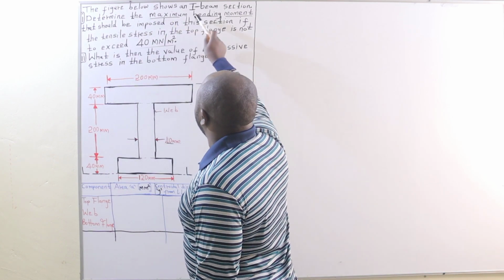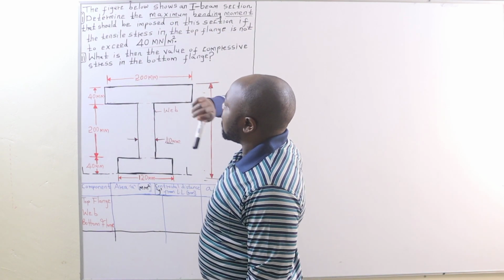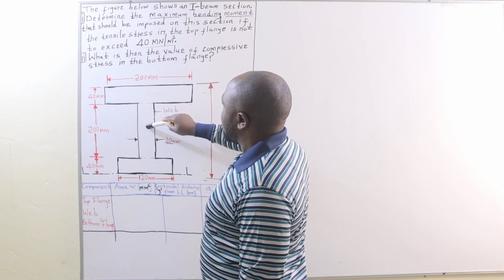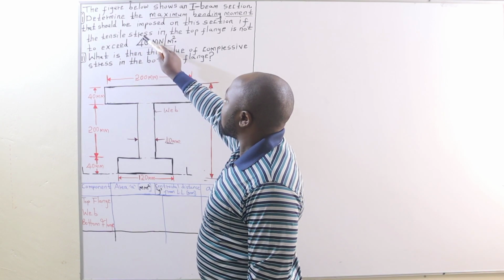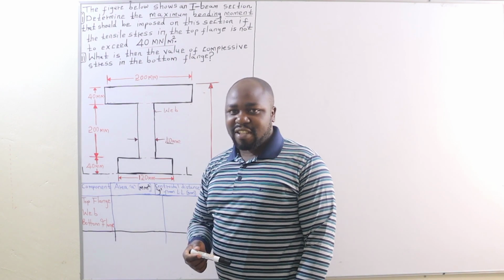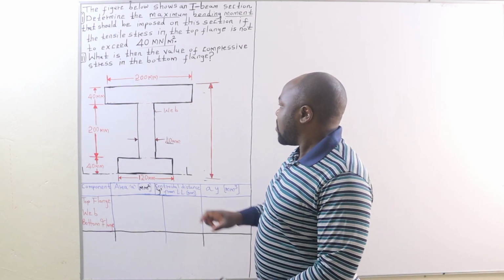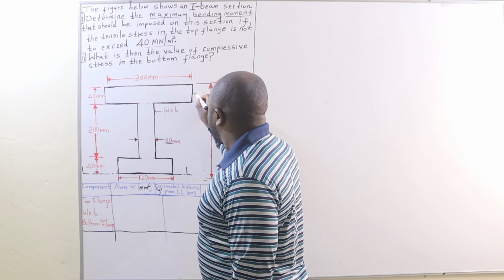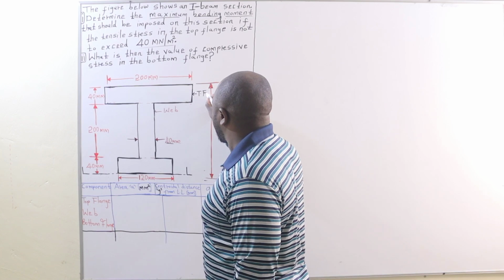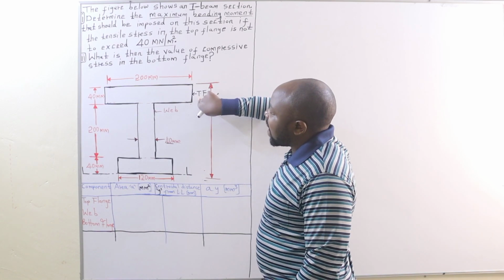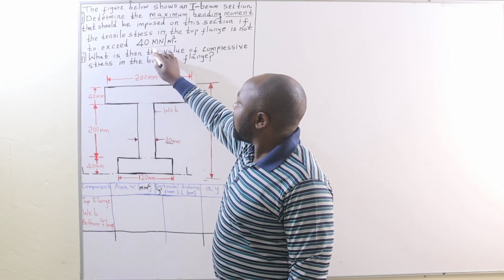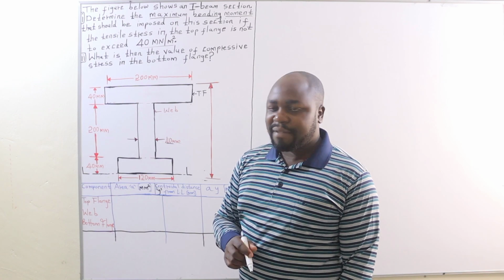Determine the maximum bending moment that should be imposed on this section if the tensile stress in the top flange is not to exceed 40 meganewtons per square millimeter. So this is what we are referring to as the top flange, and in this top flange the maximum tensile stress should not exceed 40 meganewtons per square millimeter.